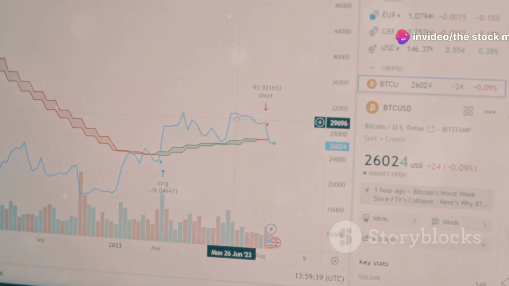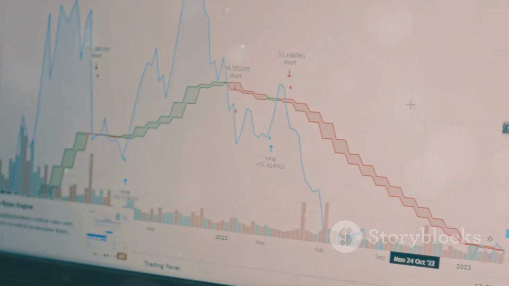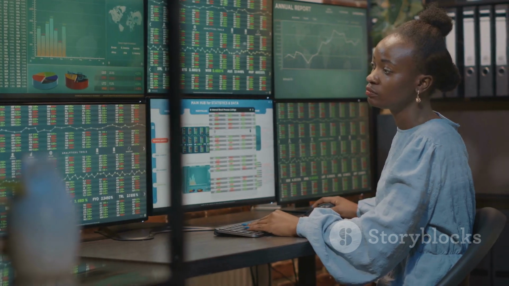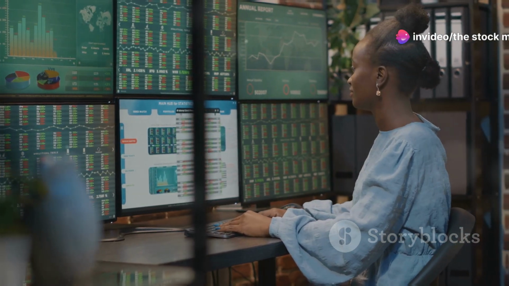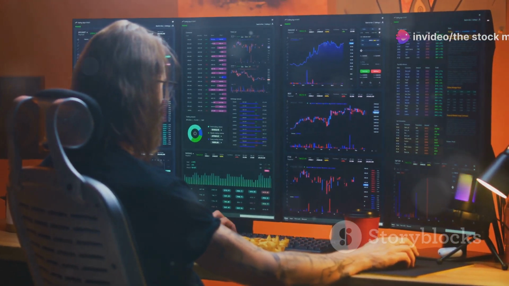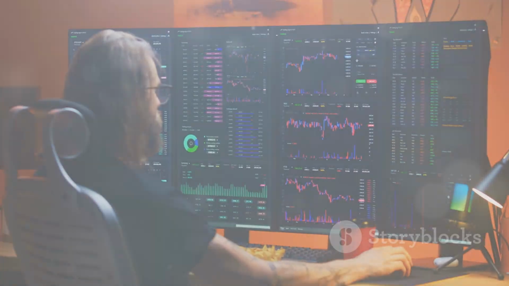Traders should also diversify their trades across different currency pairs and sectors to mitigate risk. By spreading their capital across various trades, traders can reduce the impact of a single losing trade on their overall portfolio. Regularly reviewing and adjusting your trading plan based on market conditions and your trading performance is crucial.